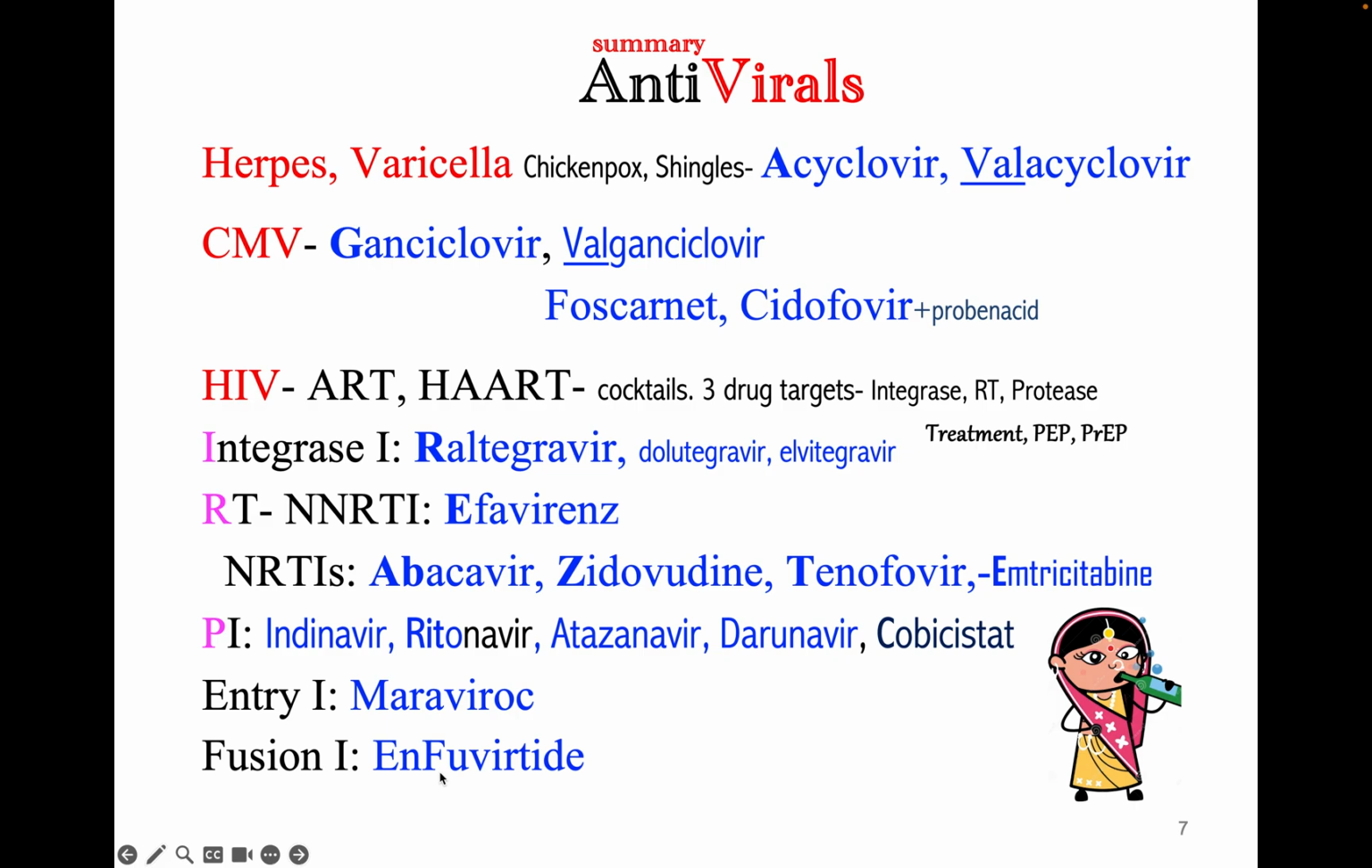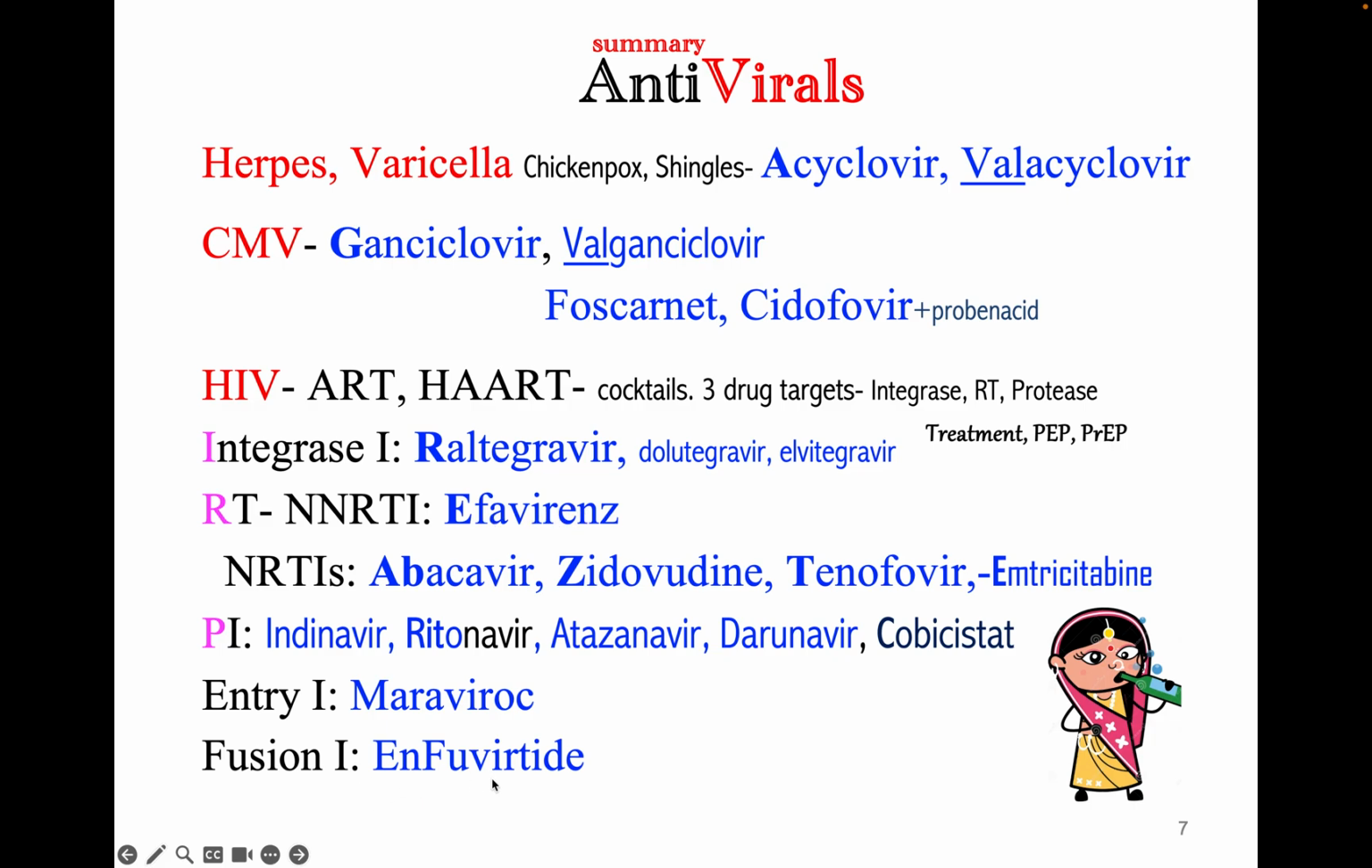This is called enfuvirtide. So you must distinguish this drug from Efavirenz. Remember Efavirenz, everybody's favorite virenz, right? That directly inhibits the reverse transcriptase. This drug has insomnia and vivid dreams as adverse effects and is contraindicated in pregnancy.